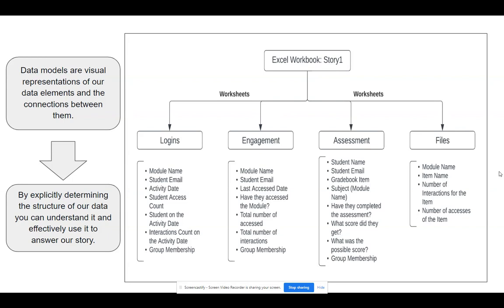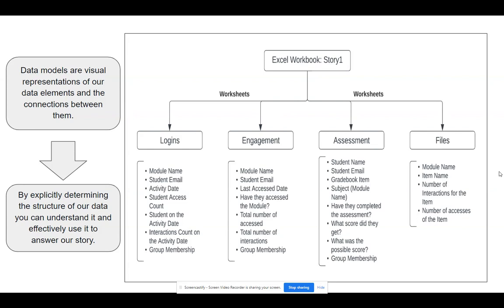In engagement, we'll have answers to questions like, have they accessed the module? If we looked at the assessment worksheet, we'd see things like, what score did they get? What was the possible score they could have got for that assignment or assessment? And then in the files worksheet, we've got things such as the number of interactions, what's the item called, how many interactions or accesses have we had.